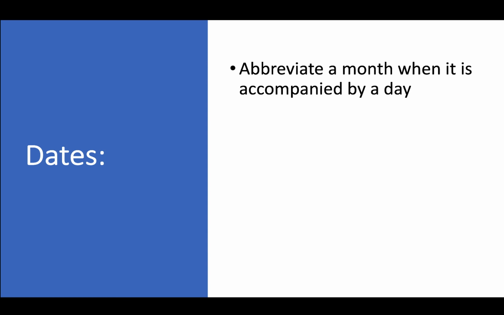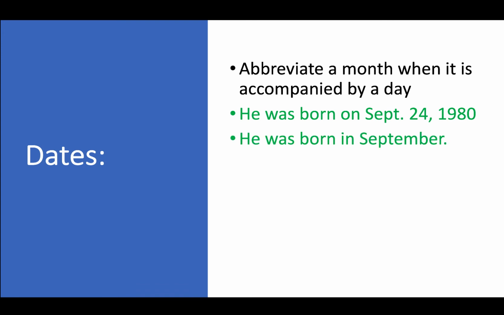For dates, abbreviate a month when it's accompanied by a day. For example, if you were writing he was born on September 24th, 1980, you would abbreviate September. If you were writing out September without a date afterward, you would write it out completely.